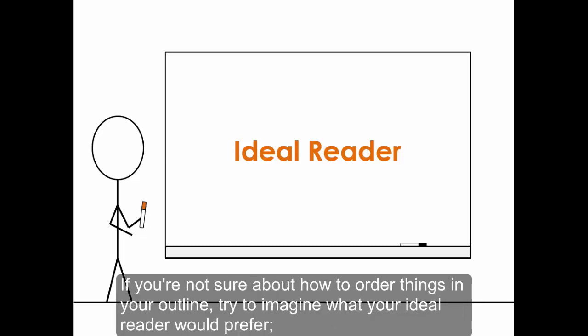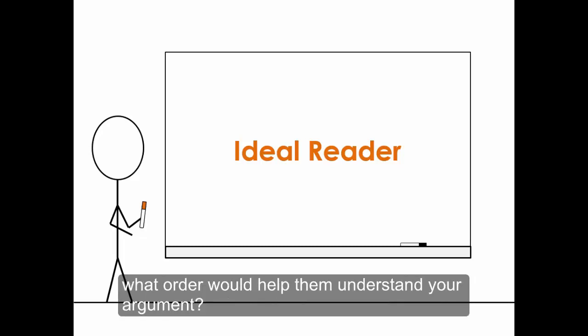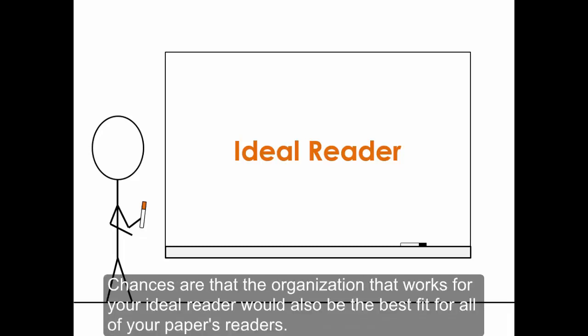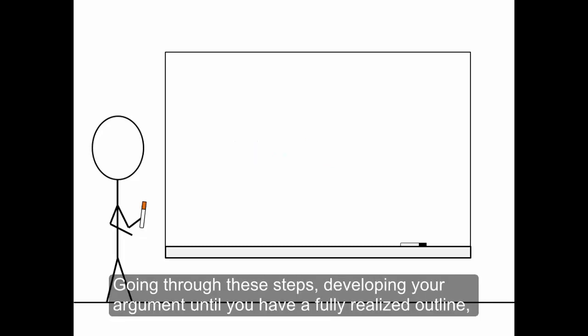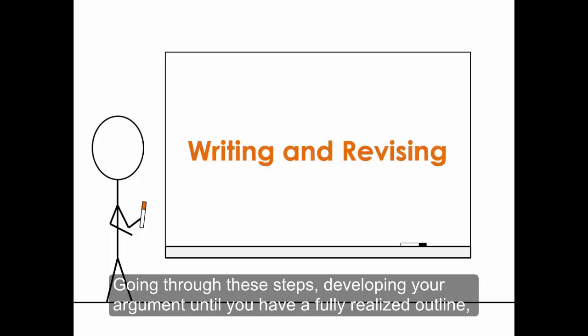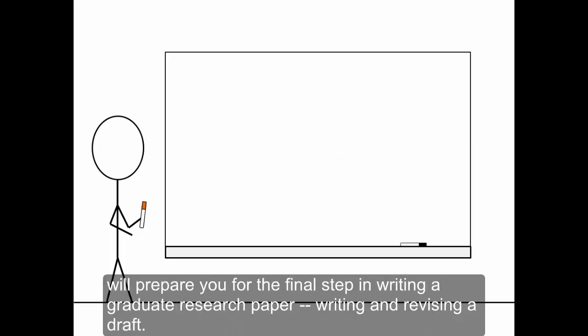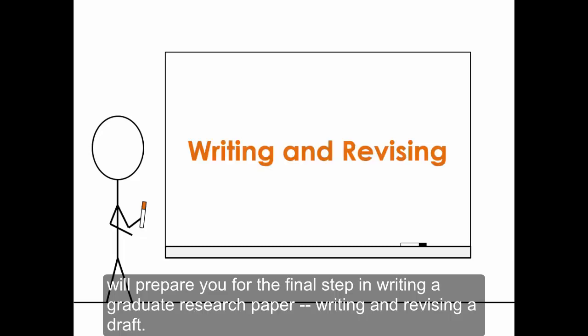If you're not sure about how to order things in your outline, try to imagine what your ideal reader would prefer. What order would help them understand your argument? Chances are that the organization that works for your ideal reader would also be the best fit for all of your paper's readers. Going through these steps, developing your argument until you have a fully realized outline, will prepare you for the final step in writing a graduate research paper, writing and revising a draft.